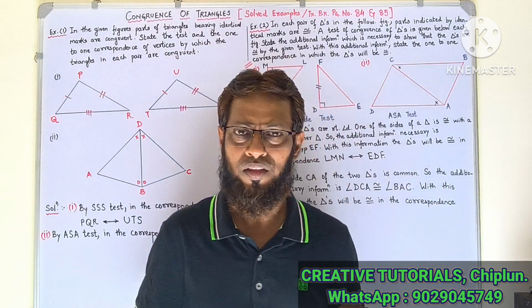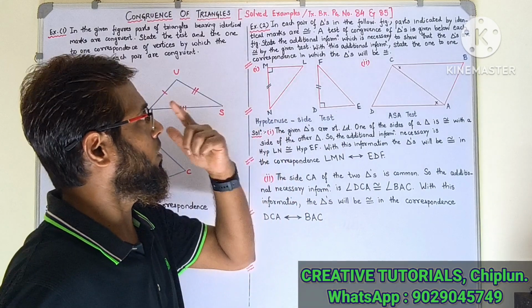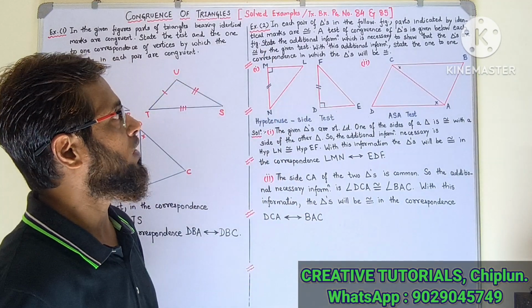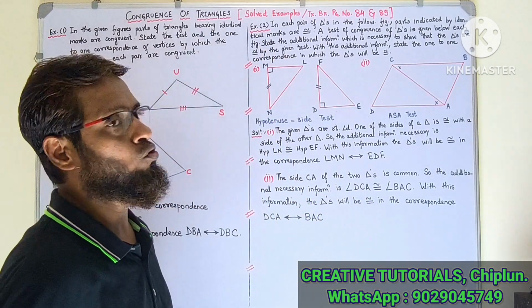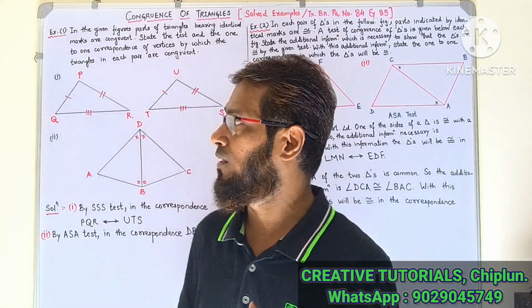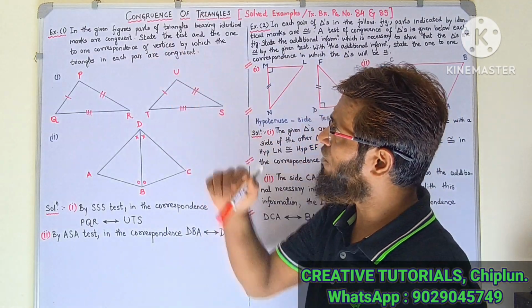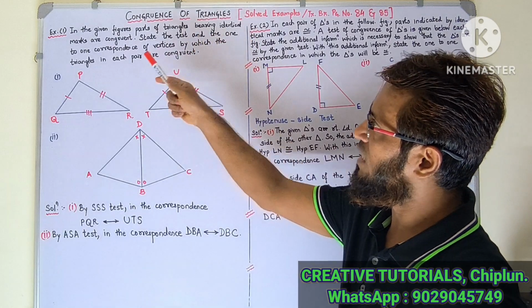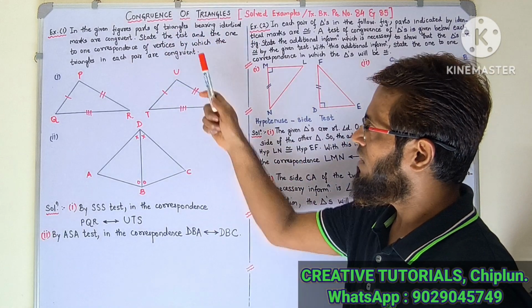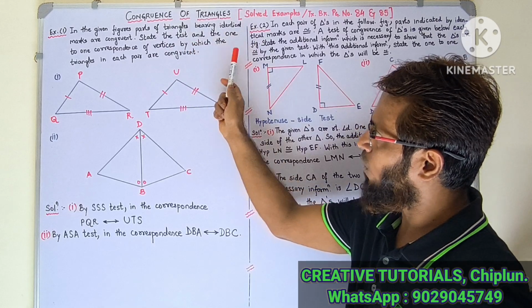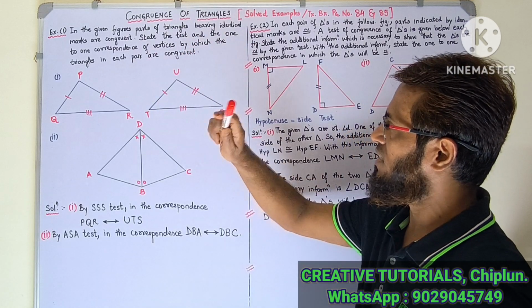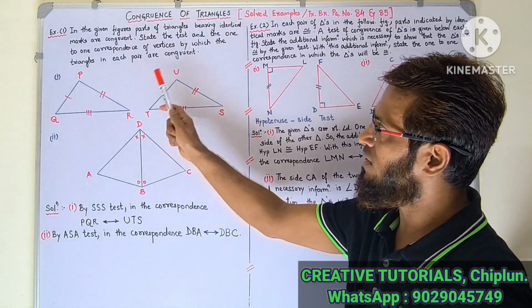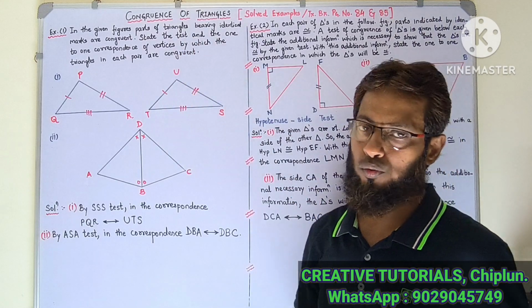my videos regularly. So today we are on textbook pages 84 and 85, where we will take care of two solved examples. The first example is: in the given figures, parts of triangles bearing identical marks are congruent. State the test and the one-to-one correspondence of vertices by which the triangles in each pair are congruent.